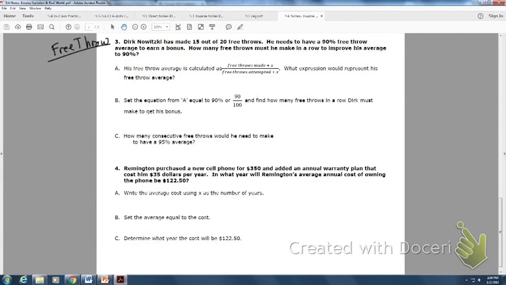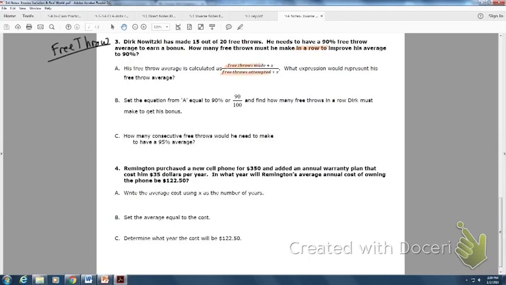Okay, so I kind of already talked about this example right here. He's made 15 of 20 free throws. He needs to have a 90% free throw average to earn a certain bonus. How many must he make? And the key to this is in a row to improve his average to 90%. So A asks, A says his free throw average is calculated by the free throws made over attempted.